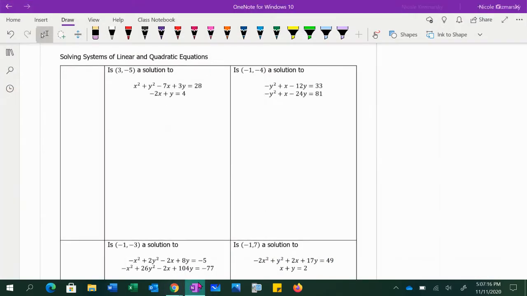So for this first one, I'm going to go ahead and say no, not an intersection point.